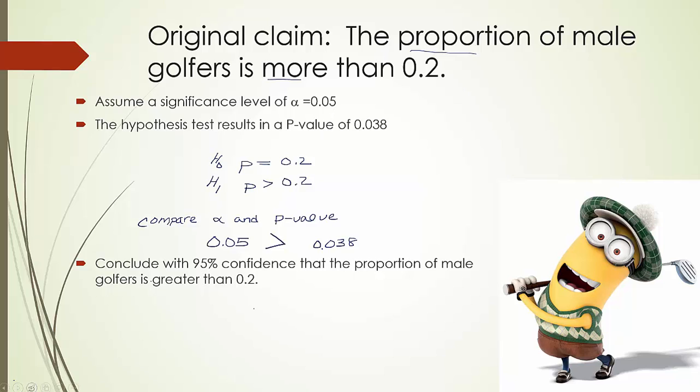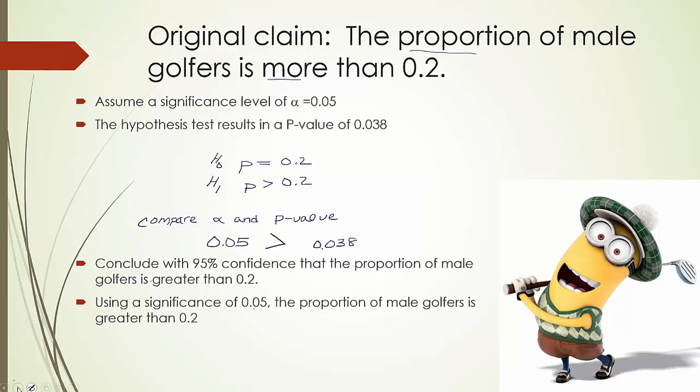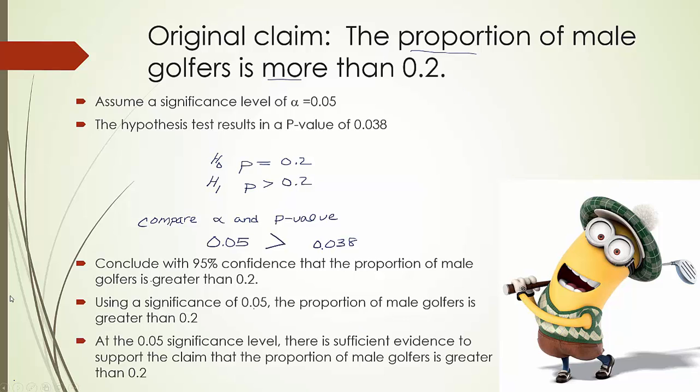We could also say this in terms of significance. So we might say instead, using a significance of 0.05, the proportion of male golfers is greater than 0.2. Or we might say, at the 0.05 significance level, there is sufficient evidence to support the claim that the proportion of male golfers is greater than 0.2.